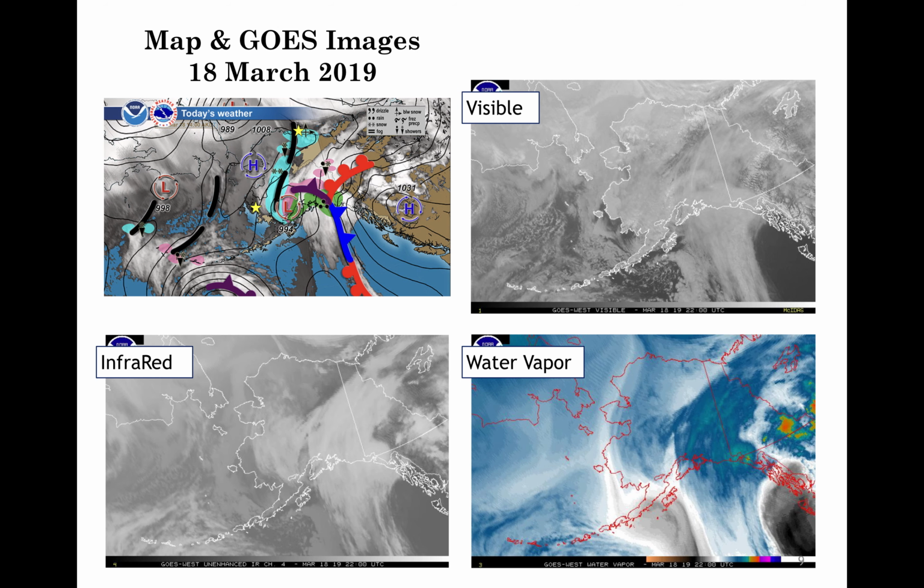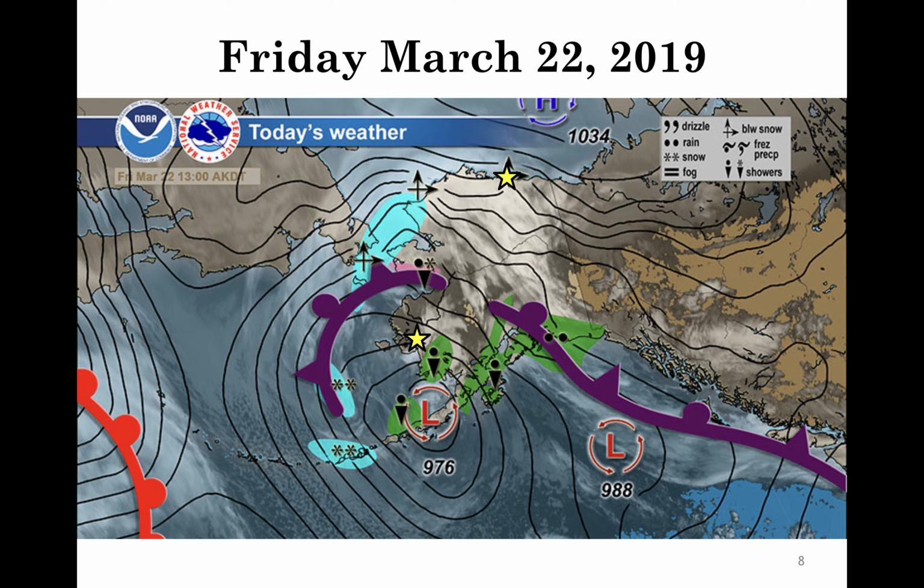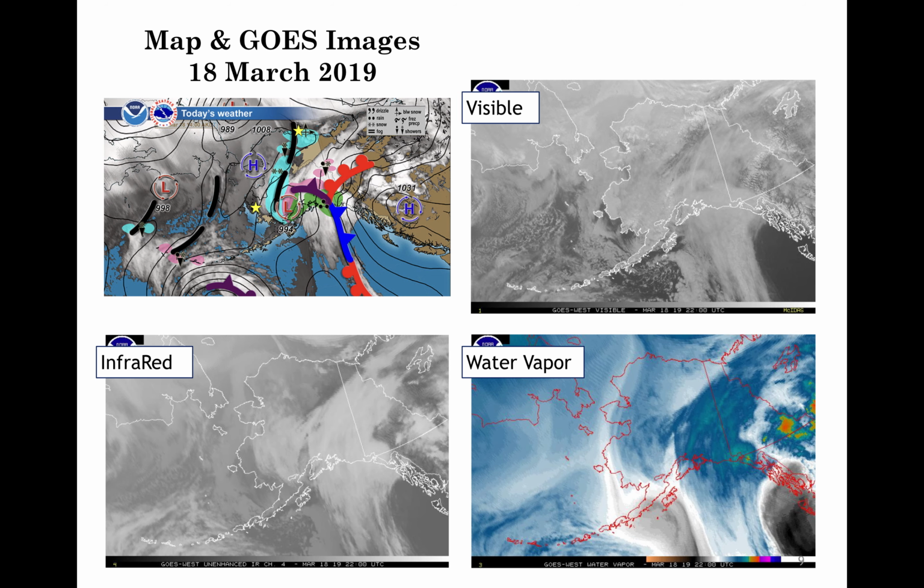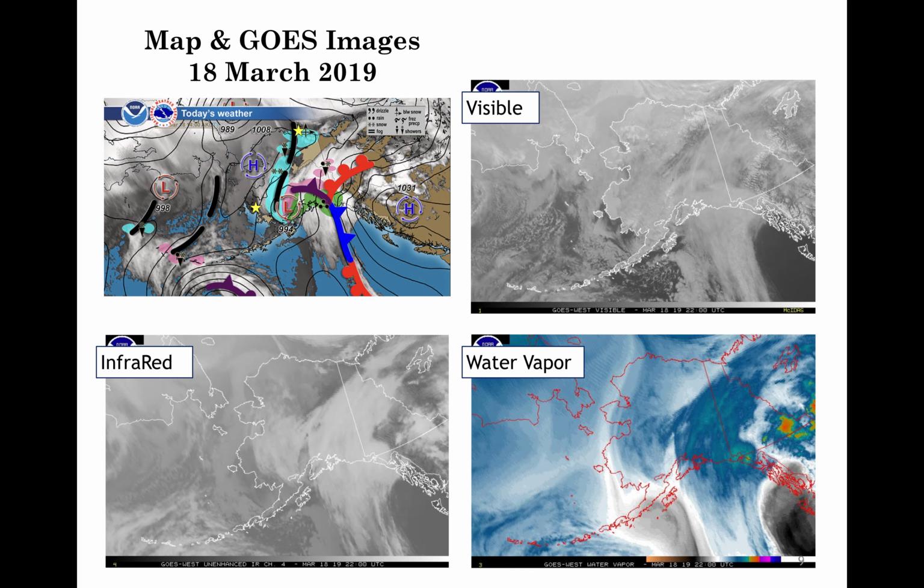So let's see. Oops. Not what I wanted. In these satellite images here, we can see that on the 18th there are thin clouds with moderate humidity, and on the 22nd there are thick clouds with high humidity.